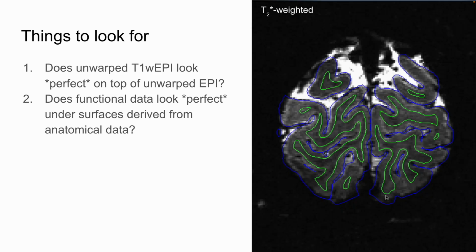Another thing you want to look out for is the results of my attempts at registering after I've applied motion compensation to my functional data and I put them down on top of my anatomical data. The bright blue and green lines represent the surfaces extracted from the anatomical data. I will say, I've done no manual segmentation. But you see a goober here.